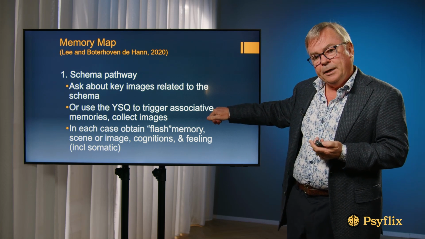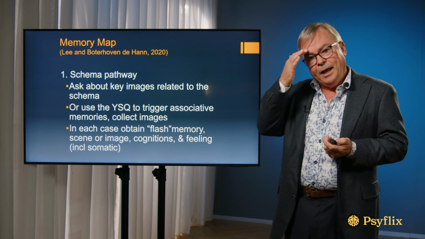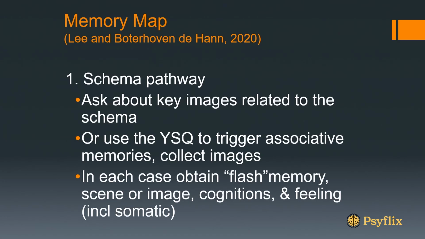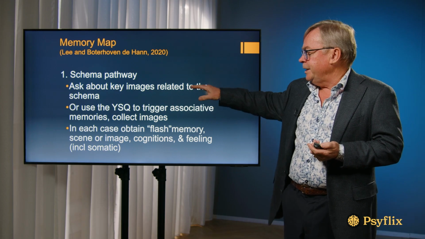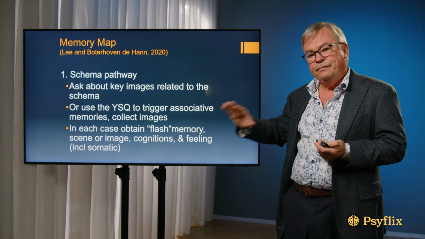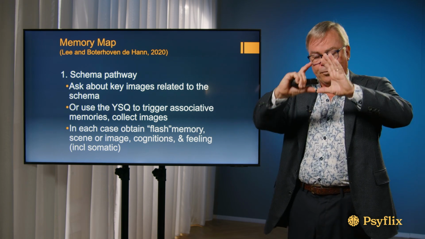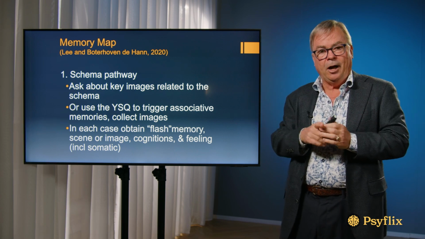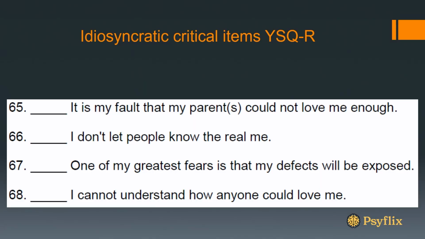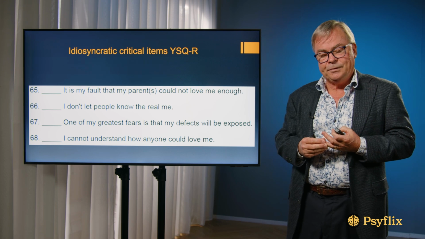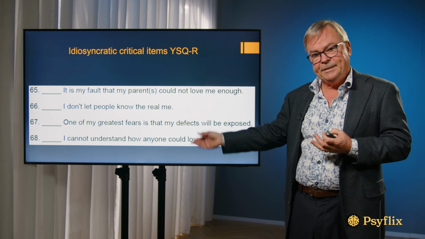Another way that you can use schema information to understand the key experiences is to use the client's response to the Young Schema Questionnaire. Whether you're doing this or this, your idea is to flash onto the memory and get those three components that I showed you with the pieces of pie: the image information, the emotional response, and the thoughts. An example of how you might use the YSQ-R in this case is I've put up four items that relate to defectiveness.